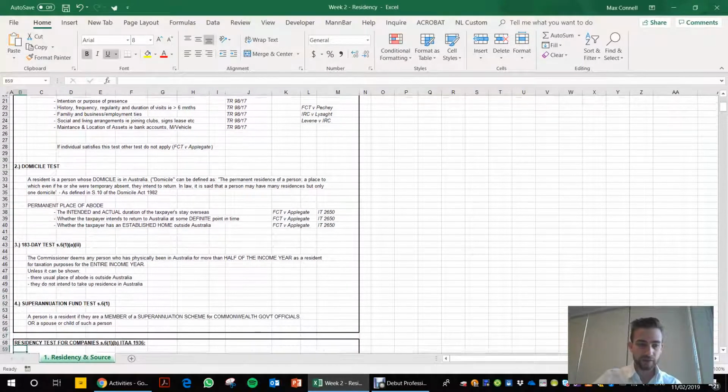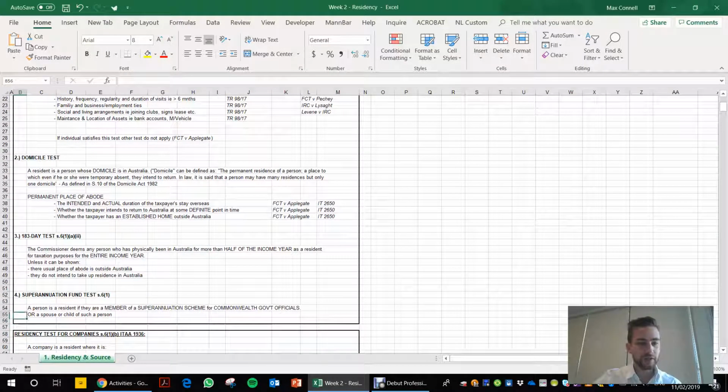Okay, so now we're getting into the slightly easier test, so the 183-day test. It's basically, if they've been in Australia for more than half a year, they're a resident. So you just need to count the number of days that they've been in Australia. If they've been here over 183 days, they're an Australian tax resident.